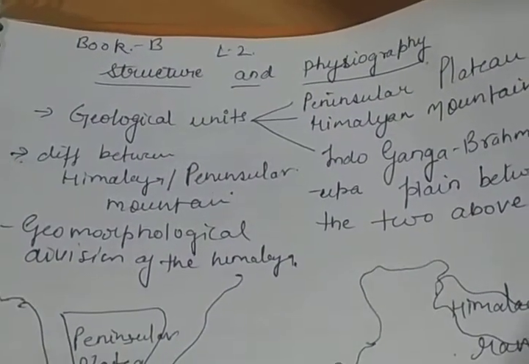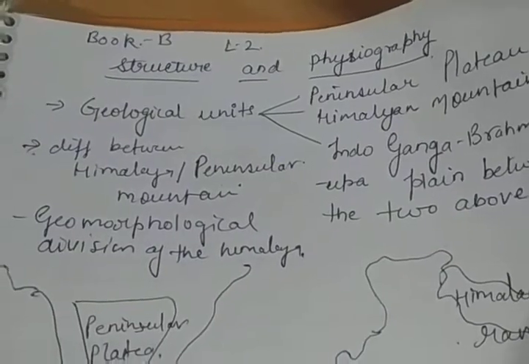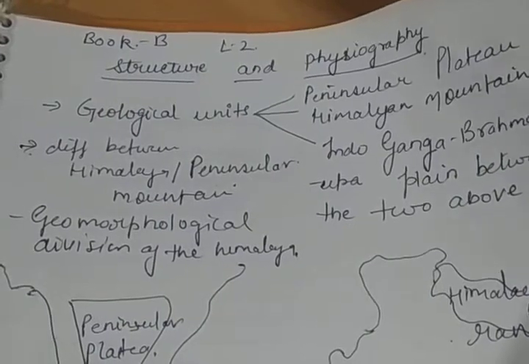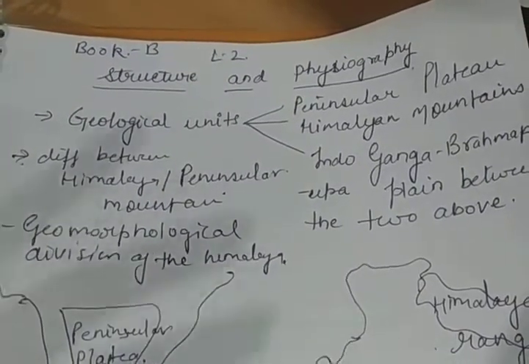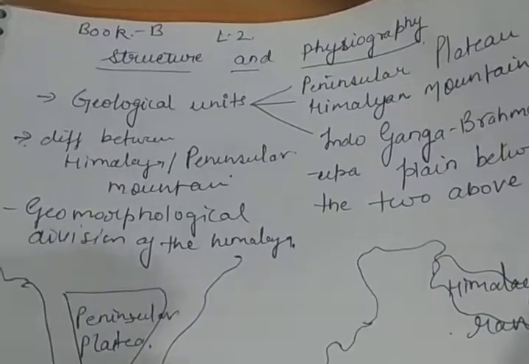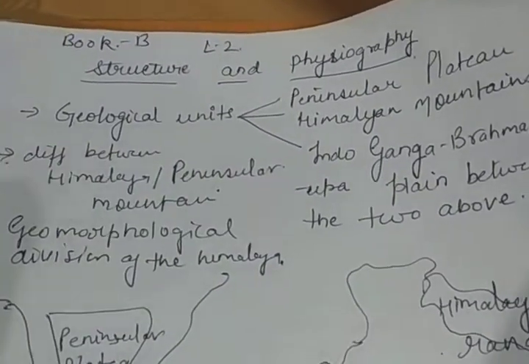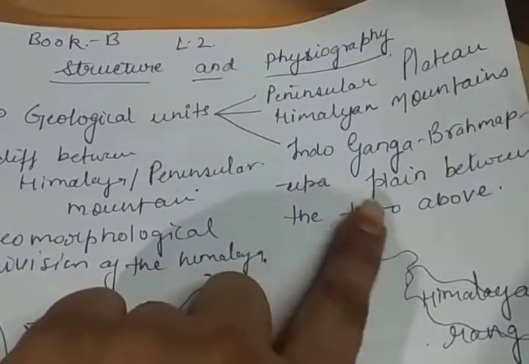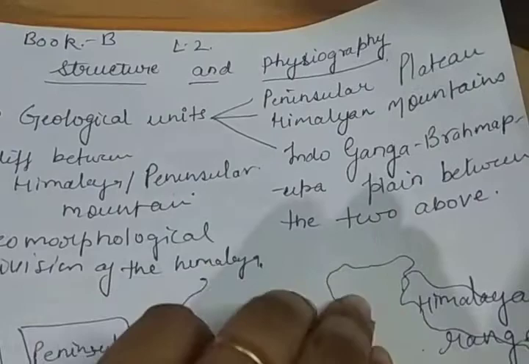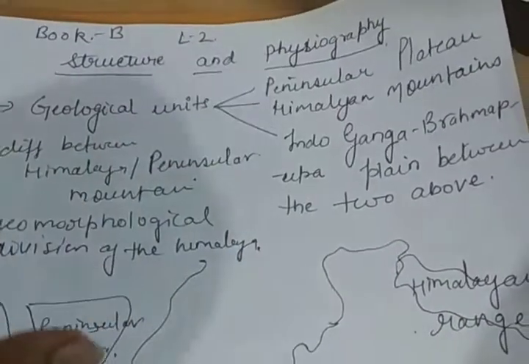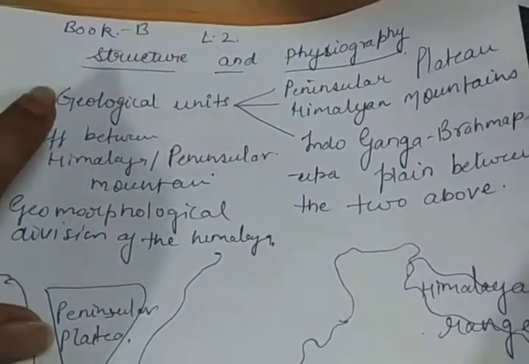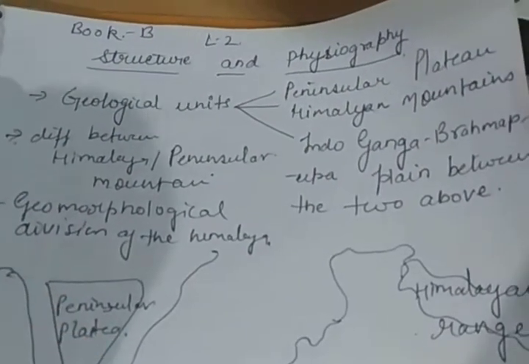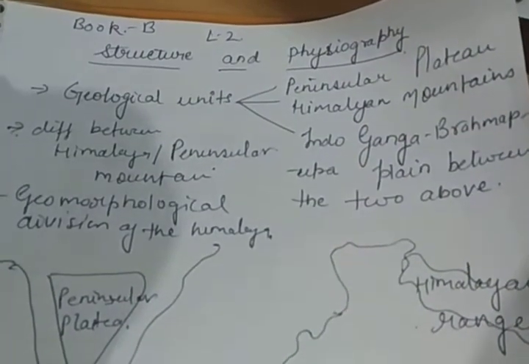The present physical form of the Indian subcontinent is the result of a vast geological formation. India is composed of 3 geological factors you will study in this chapter. So what are the 3 geological factors we will study? The geological units are peninsular plateaus, Himalayan mountains, and, as you can see here, Indo-Gangetic plains or Brahmaputra plain between the two above. So in this chapter we are going to study the most important geological units, which are divided into 3 sections: peninsular plateau, Himalayan mountains, and Indo-Ganga-Brahmaputra region.